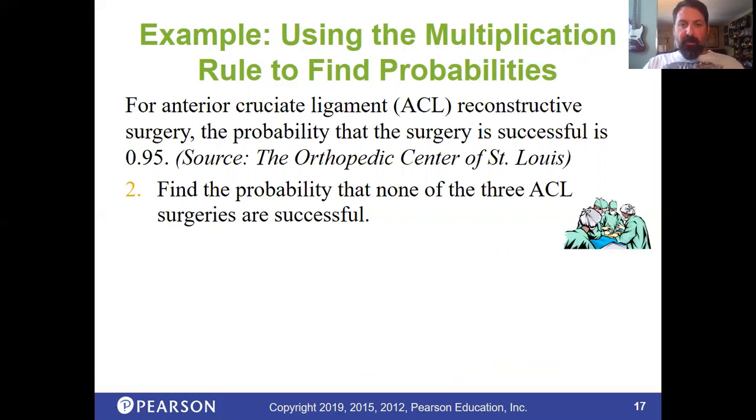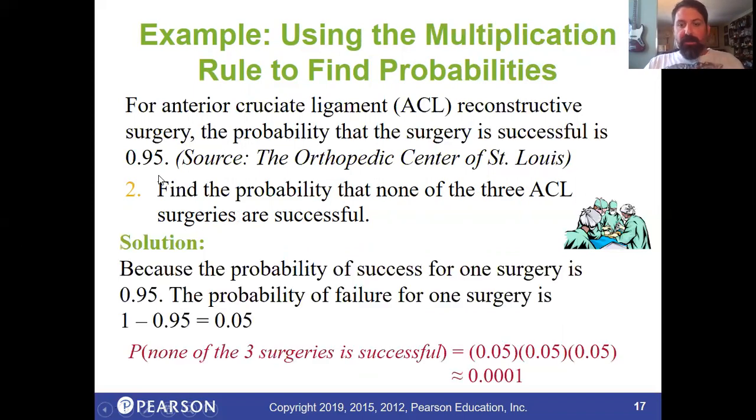So we just have to think, well, the first one can't be successful. The success rate is 95%, so 5% is not successful. So we must have not successful, and then not successful, and then not successful, and multiply. So we get a very unlikely chance, 1 out of 10, 1 out of 100, 1 out of 1,000, 1 out of a 10,000 shot. So if these 3 surgeries are performed 10,000 times, only about one of them are you ever going to find all three of them to have been a failure.